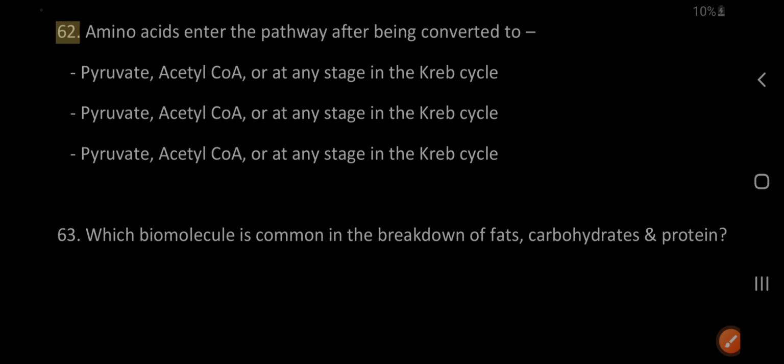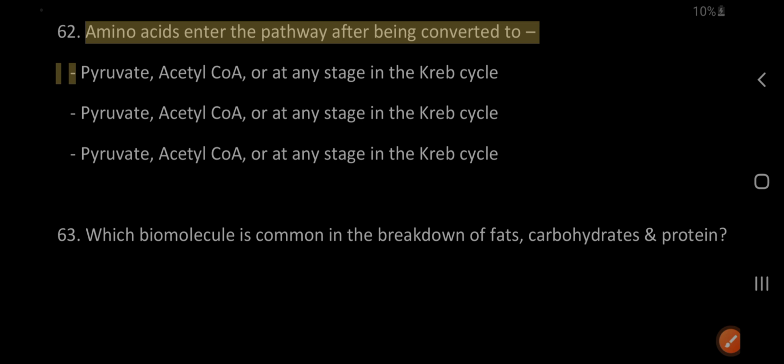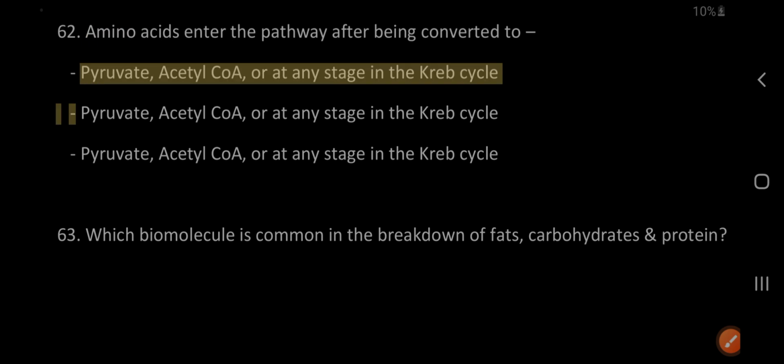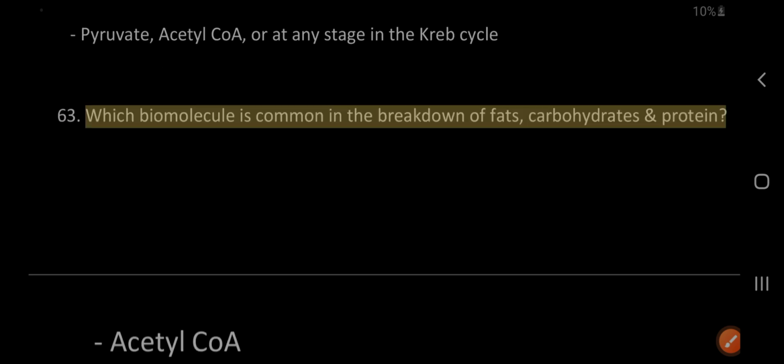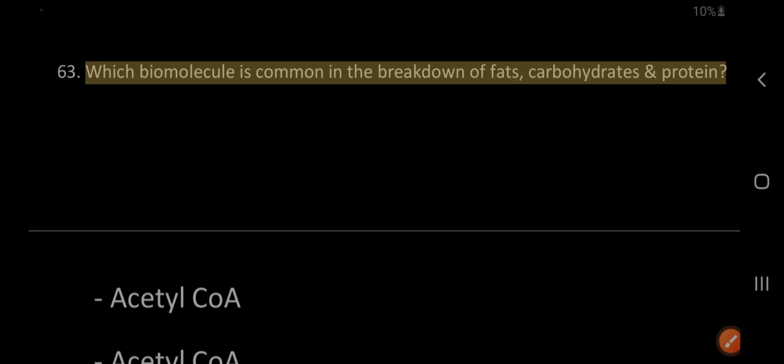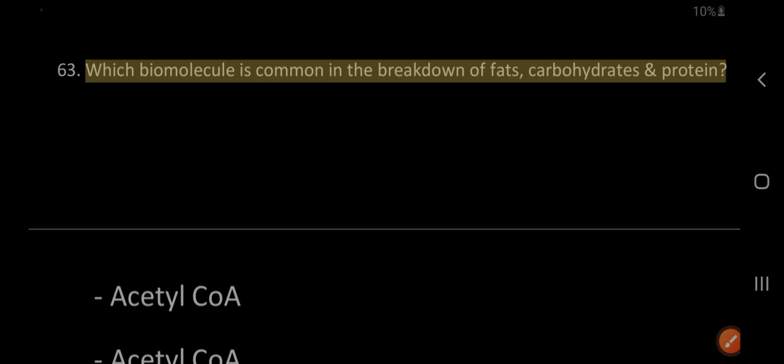61. Fatty acids enter the pathway after being converted to acetyl-CoA. 62. Amino acids enter the pathway after being converted to pyruvate, acetyl-CoA, or at any stage in the Krebs cycle. 63. Which biomolecule is common in the breakdown of fats, carbohydrates and protein? Acetyl-CoA.